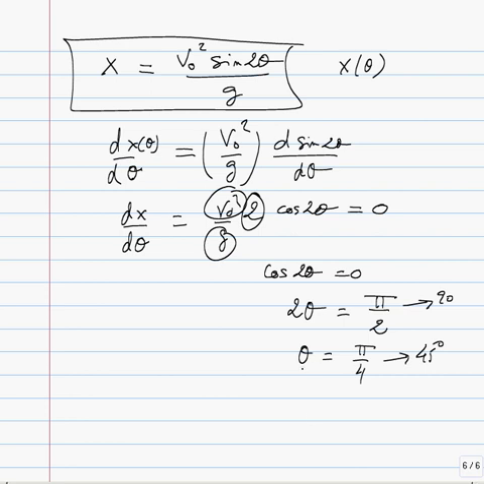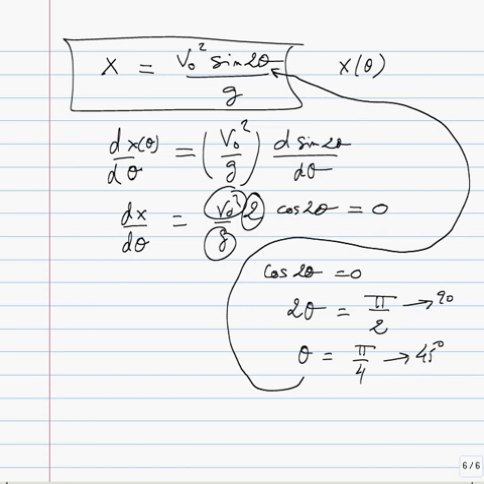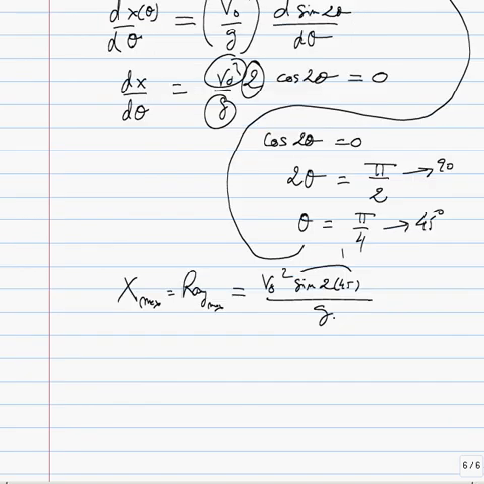Therefore, as I plug theta equal to 45 degrees in this equation, or pi over 4 if you're in radians, I would obtain the maximum range. So x max, my maximum range, is v naught squared sine of 2 times 45, which obviously gives me sine of 90, the maximum value of a sine, because this will give me 1, and therefore the maximum range is v naught squared divided by g.